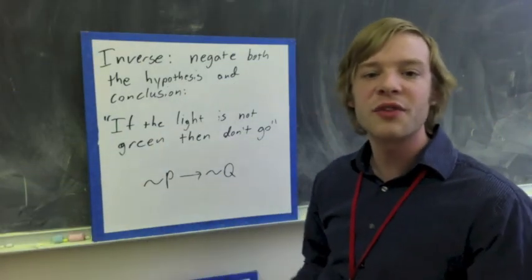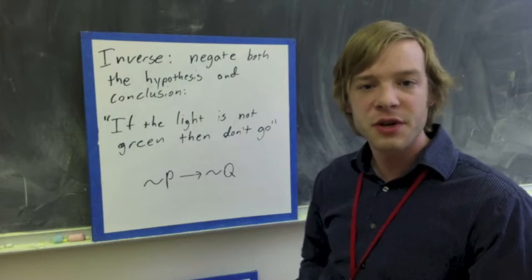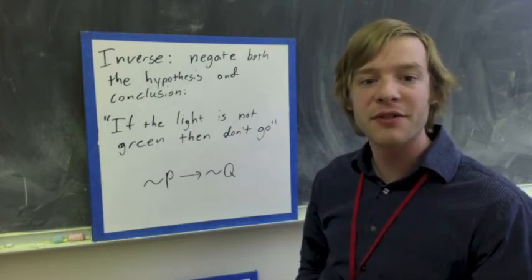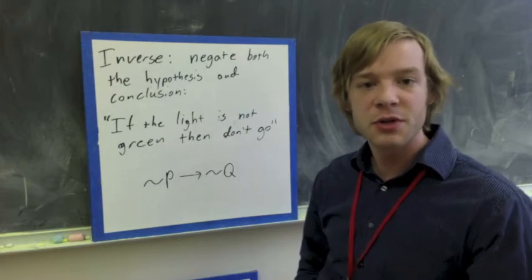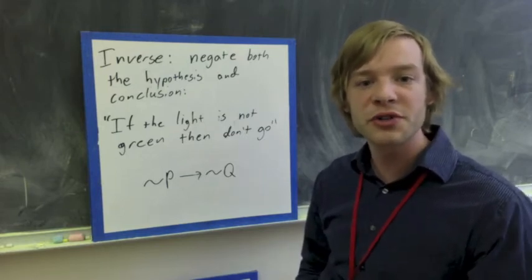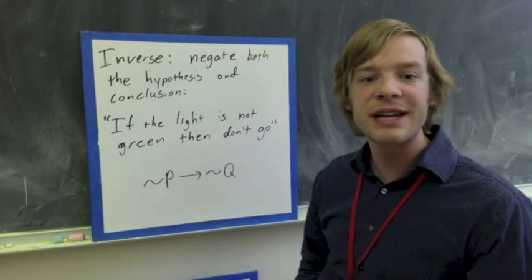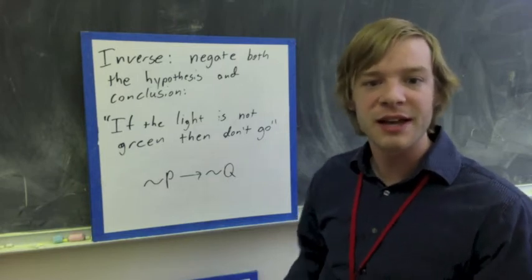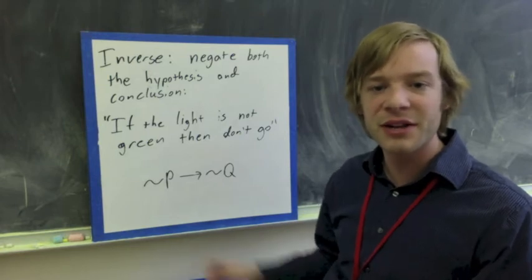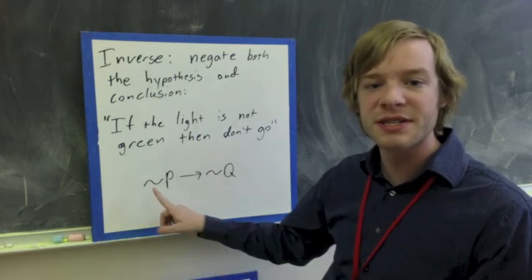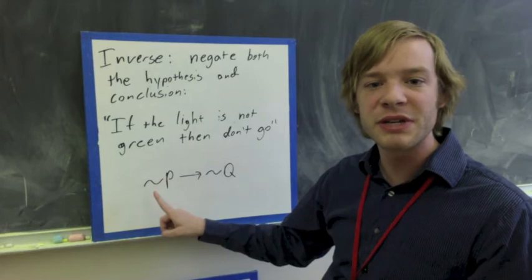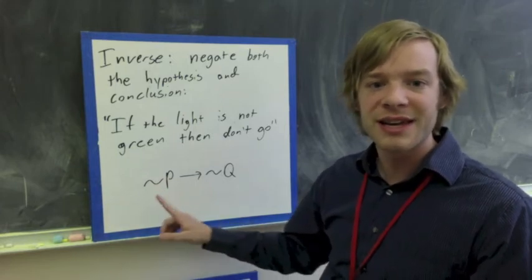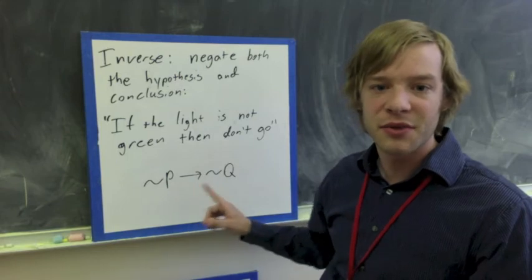Next, we have what's called the inverse. We negate, or make negative, both the hypothesis and the conclusion. So the inverse of our original statement would be, if the light is not green, then don't go. And writing this out mathematically, we have this little squiggly symbol here, and this just means the negation of. So if not P, then not Q.